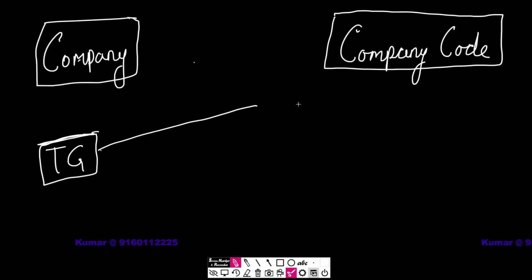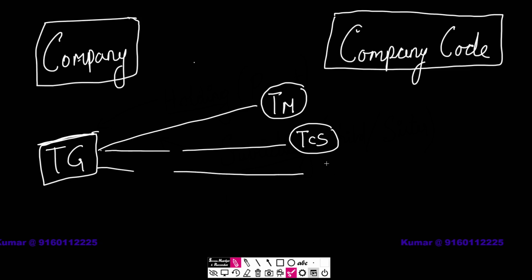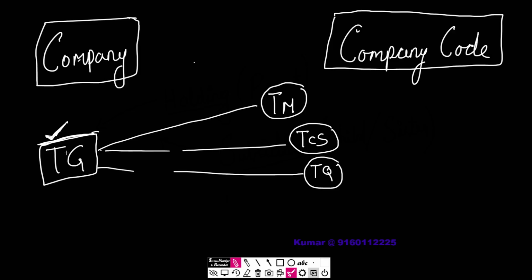So here, if you see a company code, for example, Tata Motors is also one of the company codes by Tata Group, and TCS is into services, this is one of the company codes. And next, for example, Tanishq is also one of the company codes under Tata Group, right? All these companies, all these units belong to Tata Group only. Okay, so these are the differences between company and company code.